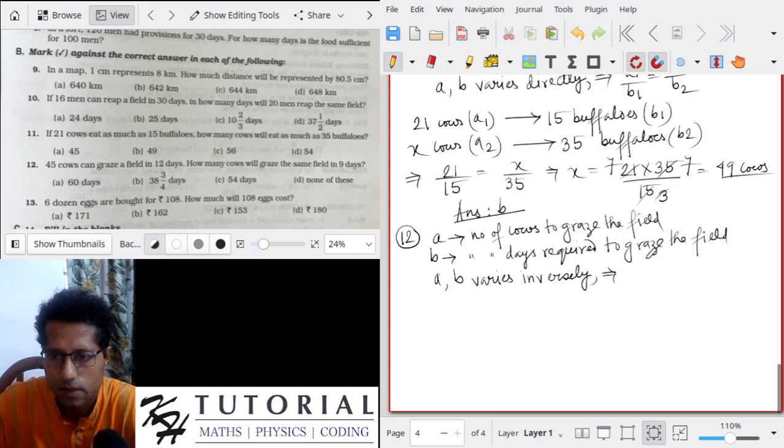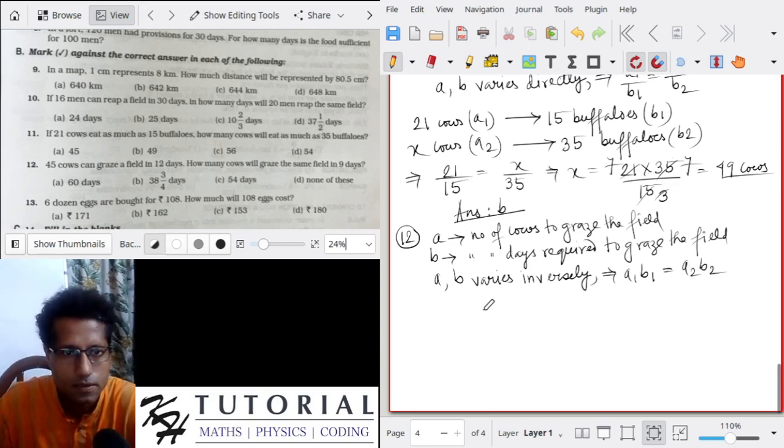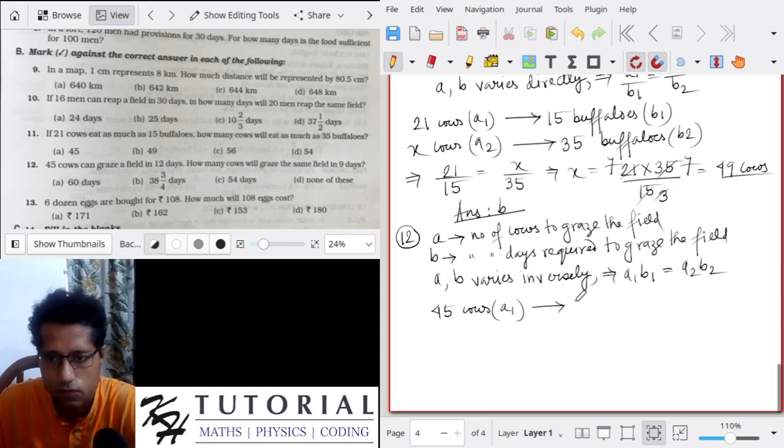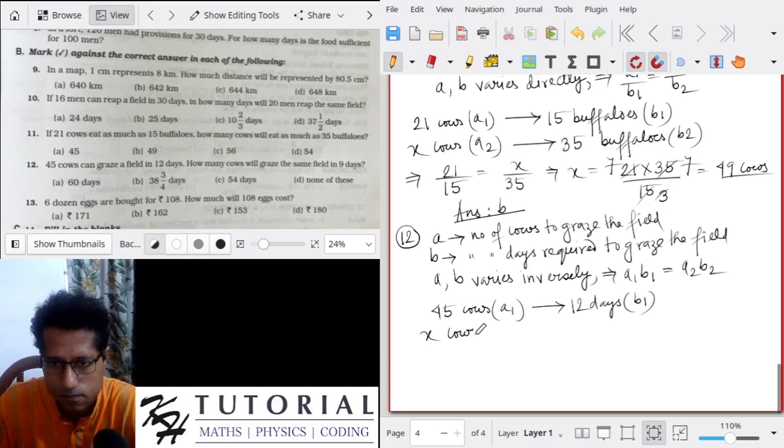This means that A1 B1 equals A2 B2. Now it is given that 45 cows, let this be A1, can graze a field in 12 days. This is B1, and it is asking how many cows. Let's say X cows.